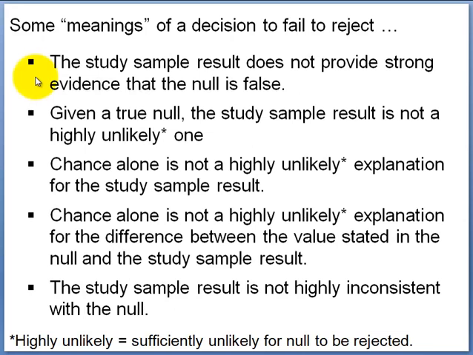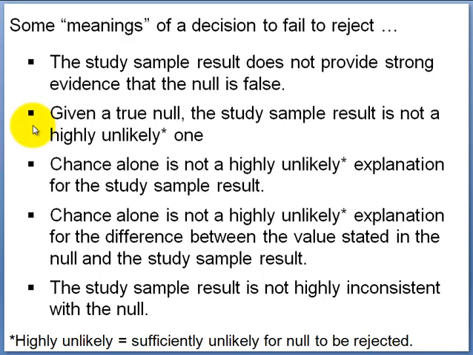Here are more correct interpretations of a decision to fail to reject. When you fail to reject, in essence, your study sample result is not providing strong evidence that the null is false. So in the absence of that strong evidence, you retain the null. It's not that you're concluding that the null is likely true, but much more that you don't have evidence conveying that it's false, and so therefore you hang on to it. You don't reject it.